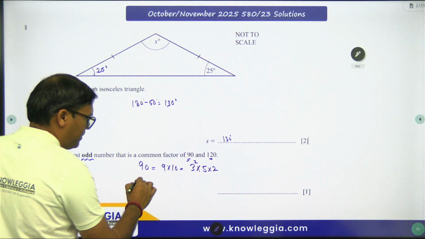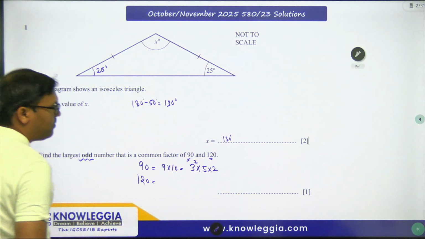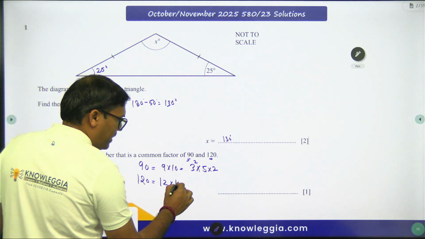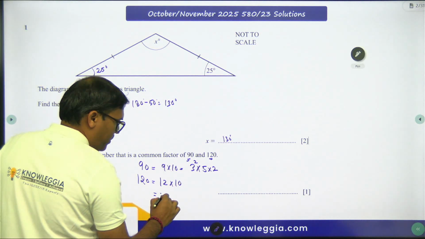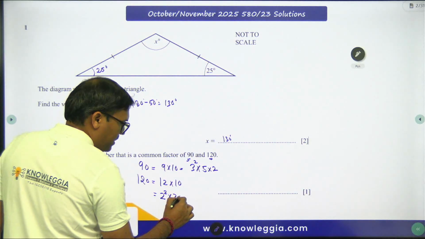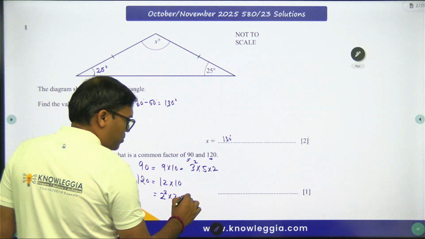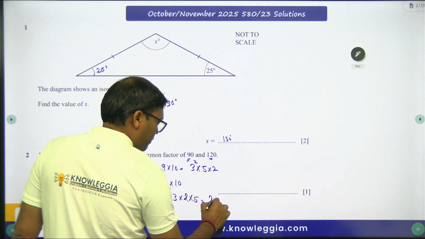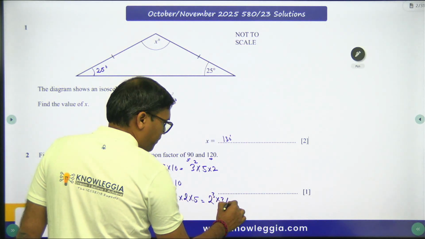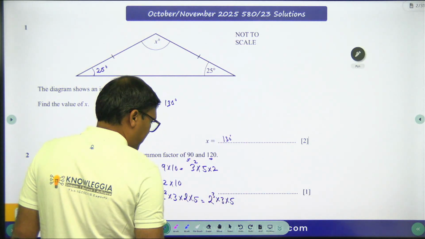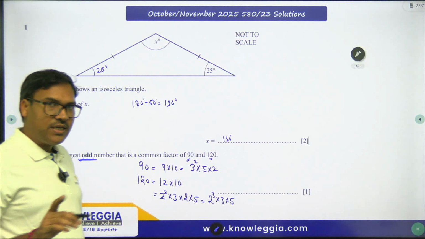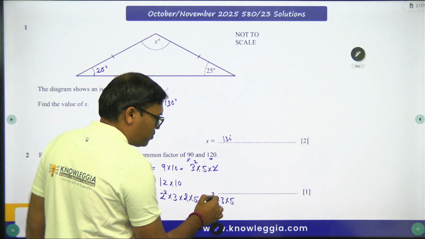For 120, this is equal to 12 into 10. And 12 is basically 2 square into 3, that is 4 into 3. And 10 is 2 into 5. So this is 2 cube into 3 into 5. Now just observe this. The factor should be an odd number. So I cannot have 2. So I'll not use 2.